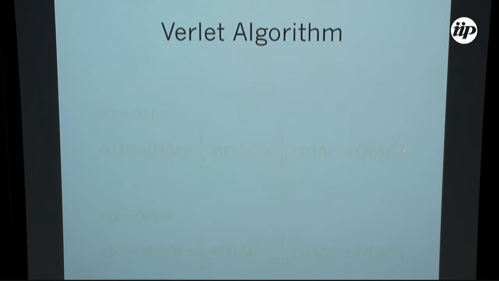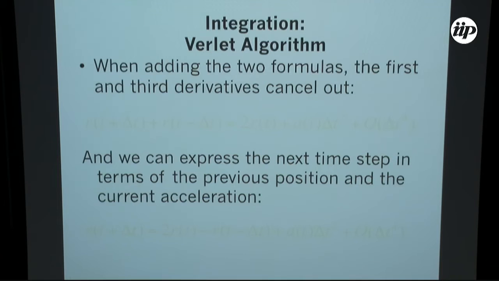You have everything the same, except that this term is negative. Here it was positive. This is positive and positive. This is positive. This is negative. So add them up. If you add them up, you have r of t plus delta t plus r of t minus delta t. You look where you were in the previous time step, and now you can predict where you're going to be in the next time step. It's going to be twice the position now plus the acceleration times delta t squared plus order delta t to the fourth. So here the error is delta t to the fourth.